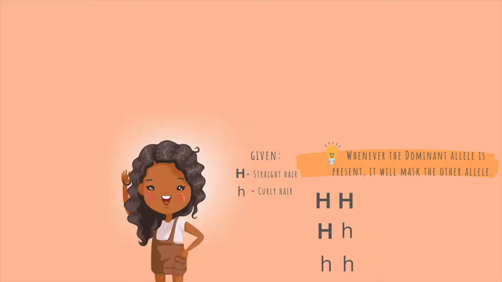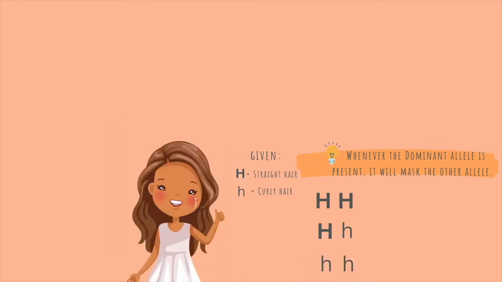Okay, so this girl has curly hair. What possible allele pairs could she have? Little h, little h, correct. Only this pair will yield curly hair. How about this girl? She has straight hair. What possible allele pairs could she have? Yes, she can have big H, big H, or she could have big H, little h. Both of these would yield straight hair.